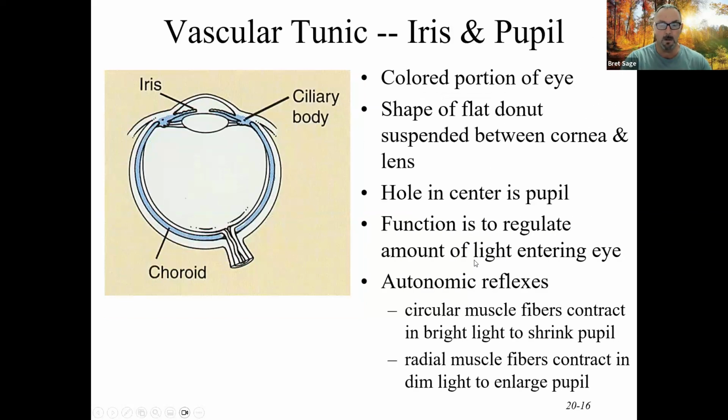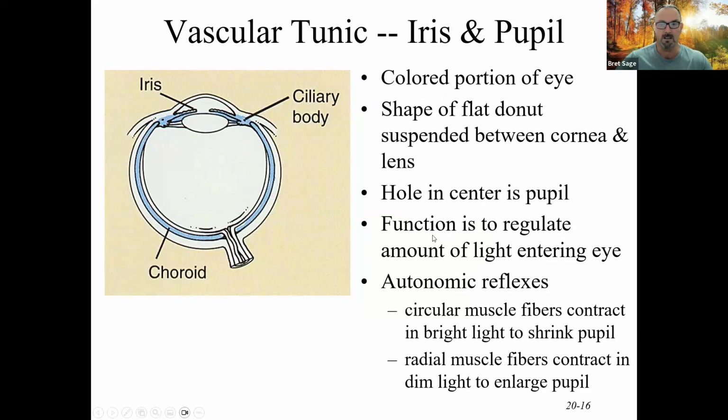Okay, the iris and the pupil. The iris is the colored portion of the eye. For many people it's blue, for some it's brown, vice versa. Actually, more people have brown eyes than blue. It's the shape of a flat donut. It's suspended between the cornea and the lens, and that's what you see, this ridged area here of muscle, colored part of the eye. The hole in the center is the pupil.